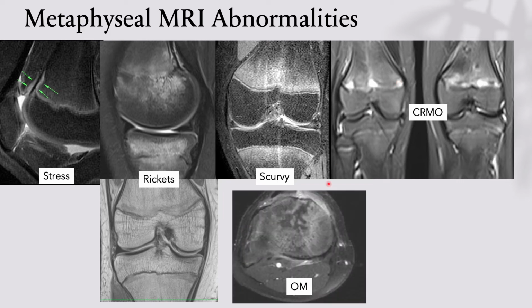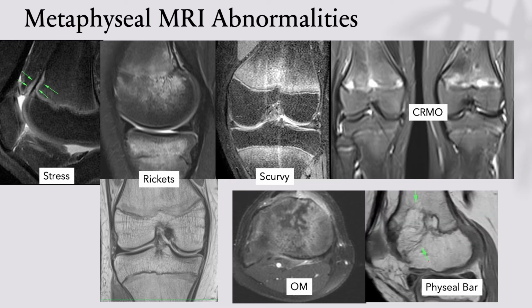And then this is the case I showed you earlier where we did an MRI and you can see this abscess within the metaphyses with the bone marrow edema extending anteriorly along the tibia, and this ended up being a typical bacterial osteomyelitis.